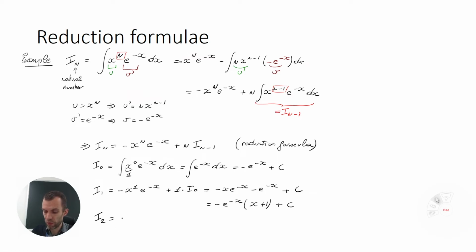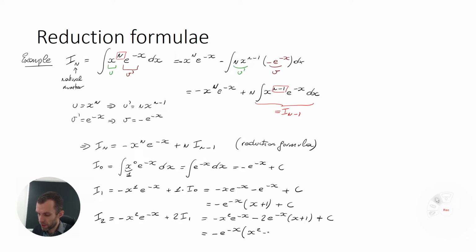So I2, for instance, is minus x squared e to the minus x plus 2 times I1. So that's minus x squared e to the minus x, or rather, minus 2 times e to the minus x times x plus 1, plus a constant. And now we can again factor out minus e to the minus x, times x squared plus 2x plus 2. And we still have our constant. And like this, you can keep going.